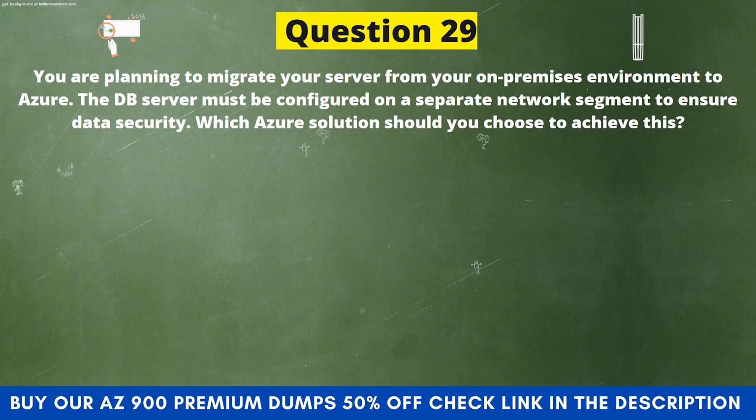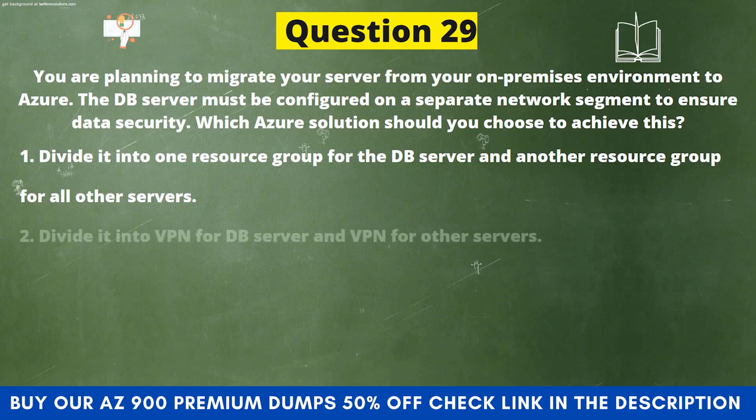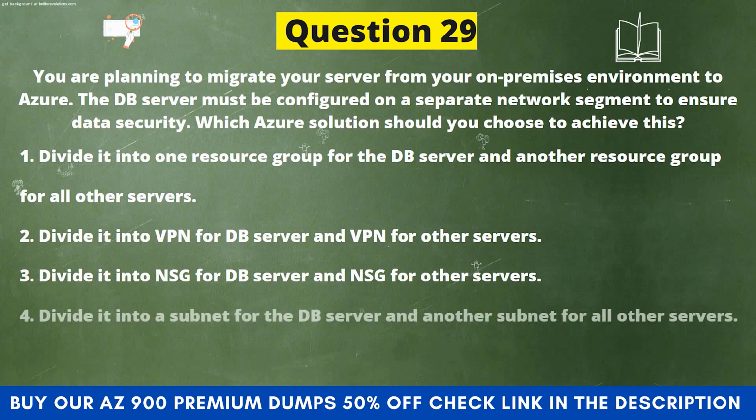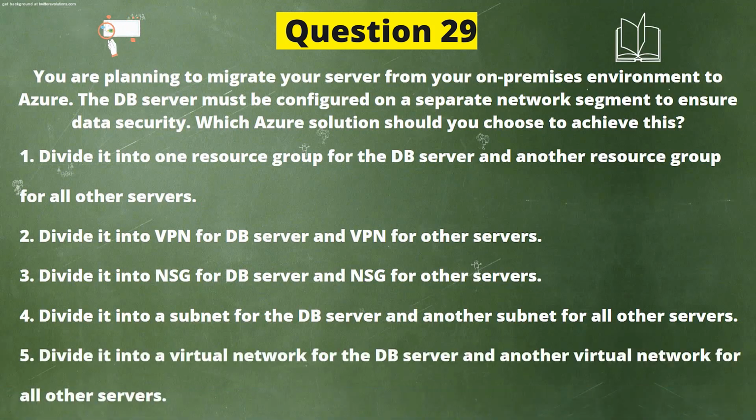The DB server must be configured on a separate network segment to ensure data security. Which Azure solution should you use to achieve this? The options are 1. Divide it into one resource group for the DB server and another resource group for all other servers. 2. Divide it into VPN for DB server and VPN for other servers. 3. Divide it into NSG for DB server and NSG for other servers. 4. Divide it into a subnet for the DB server and another subnet for all other servers. 5. Divide it into a virtual network for the DB server and another virtual network for all other servers.